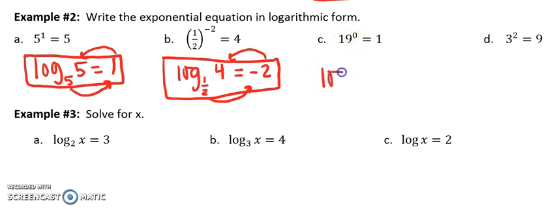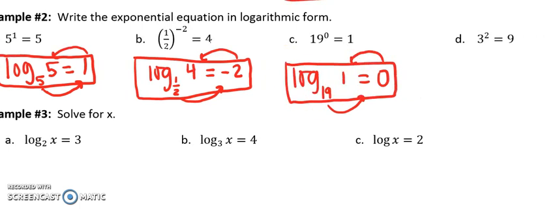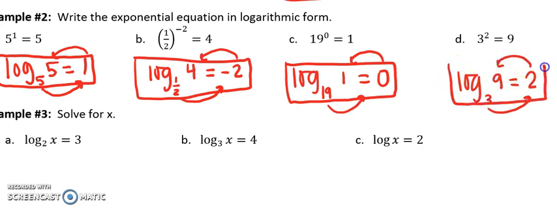So again, write down log, write down equals. 19 to the 0 equals 1. So just using that circle back and forth. 3 to the second equals 9. Write down log, write down equals. Alright, so that's how you go back and forth between log form and exponential form.